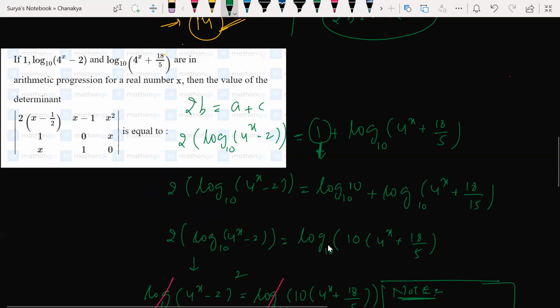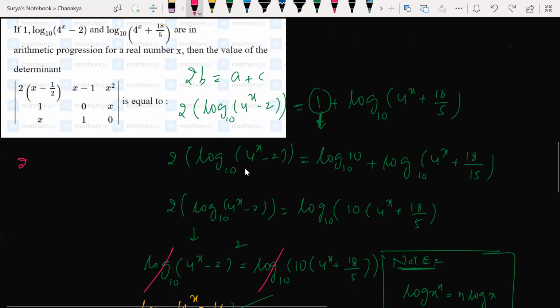So taking that x value, substituting here and finding the determinant. Is it a difficult one now? Tell me. 2 times the x value 2, right? So 2 minus half. 2 minus 1, 1. 2 squared is 4. 1, 2, 0, 1, 2, 0.